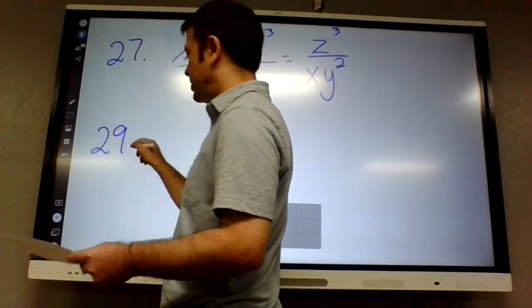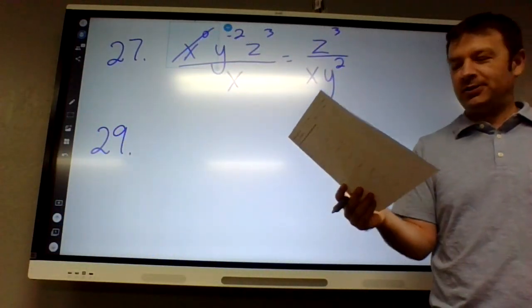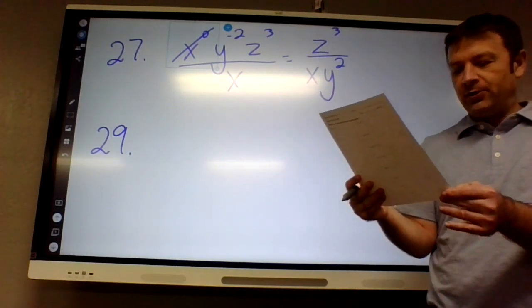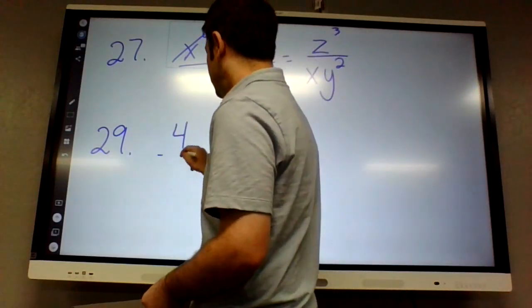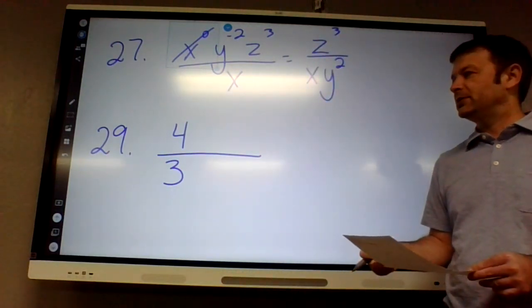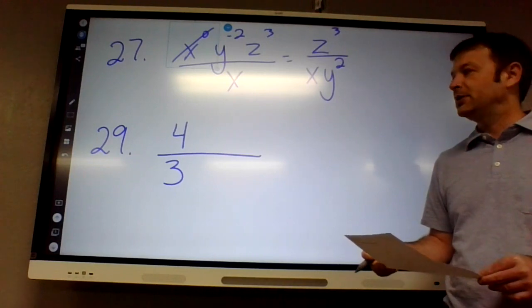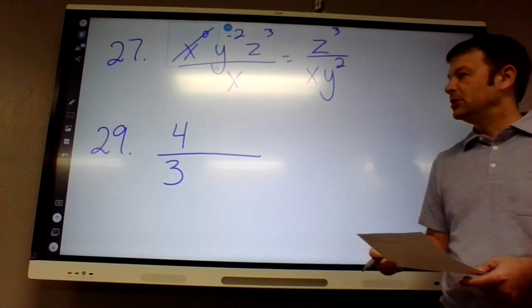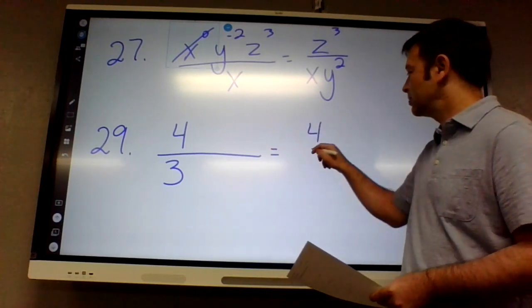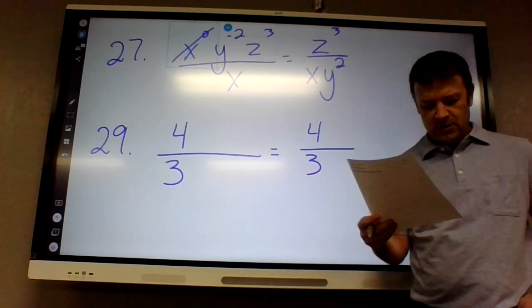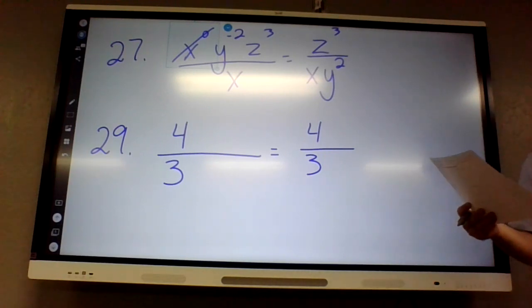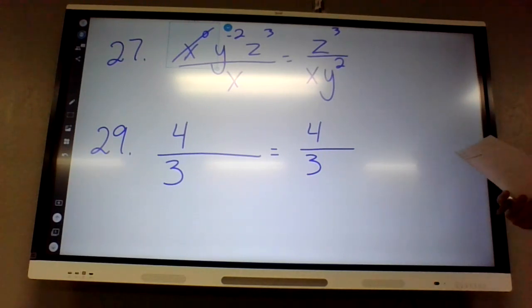Okay, 29. I know this is a challenging one, but you guys have been adding, subtracting, multiplying, dividing a little bit. Time for a little bit of challenging. 29. What do you think we can do with 4 over 3? Well, we could change it to a mixed number, but because it's like 4 divided by 3, that's not really helpful. So we're not doing anything with 4 divided by 3. So we'll just leave that alone. Doesn't reduce, doesn't simplify any. Changing it to a mixed number is not any better.